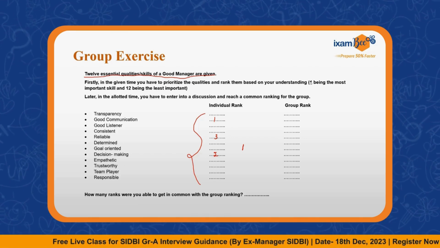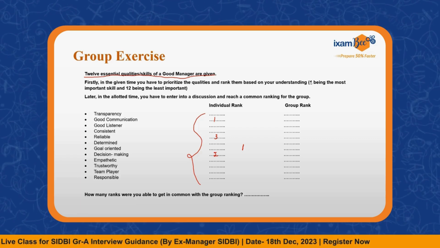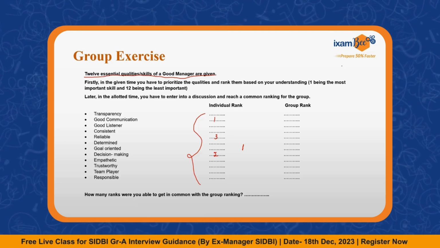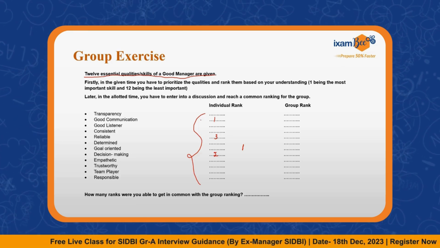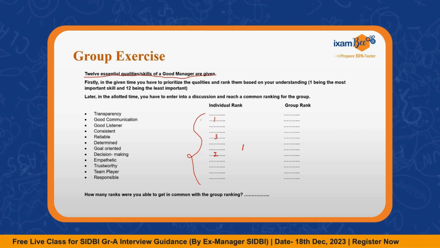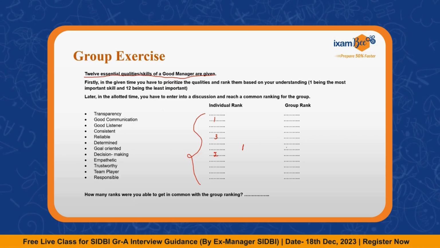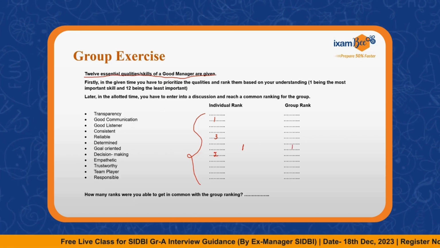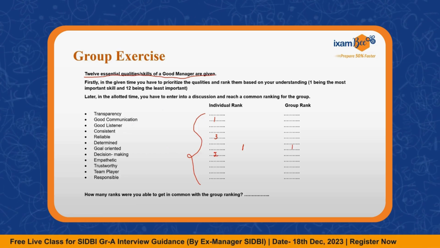Now you will be giving your reasons, you will be trying to convince the others so that you can arrive at a group ranking. Suppose all 4 or 5 members of the group feel that goal oriented should be the first rank. So finally you have goal oriented as the first, then you move to the 2nd rank, then you move to the 3rd rank. So this is what a group exercise is.